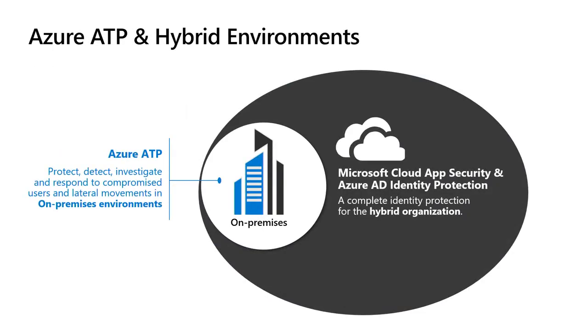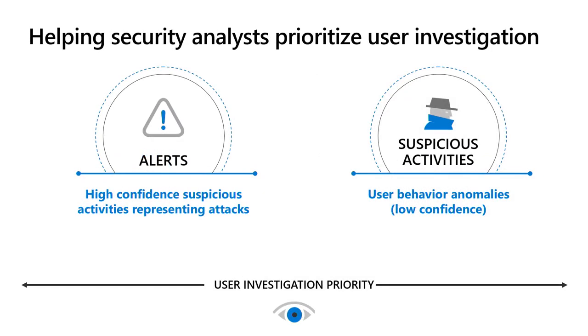So as attacks are both cloud and on-premise, your SecOps need one place to investigate all of it. Using Azure ATP, you can protect, detect, investigate, and respond to identity-based attacks in your on-premise environment. Together with Cloud App Security and Azure AD Identity Protection, which are focused on protecting identities in the cloud, you will get complete identity protection for your hybrid organization. In such an organization, there is so much data, so many activities coming from different data sources. And your analyst needs guidance.